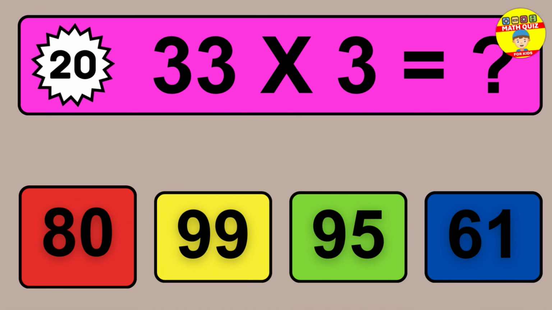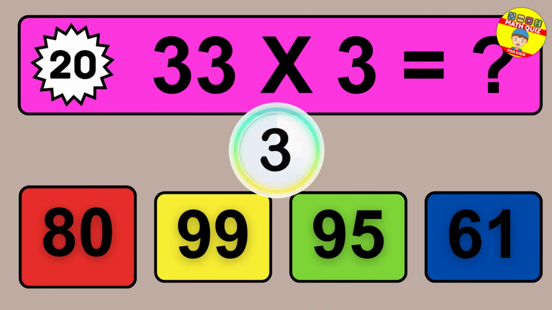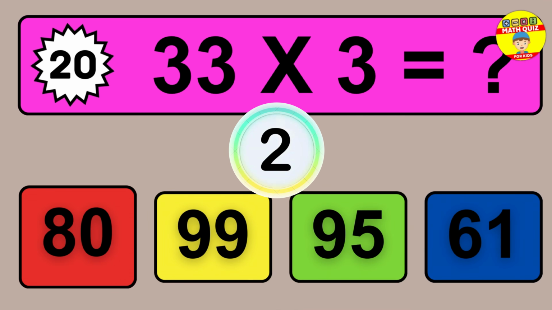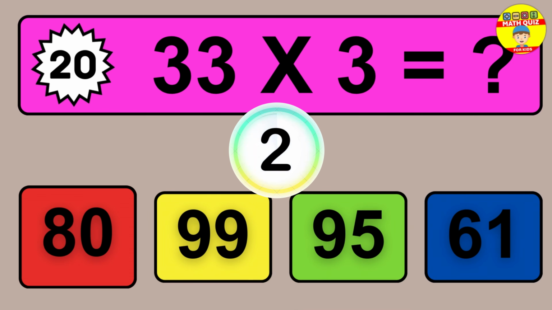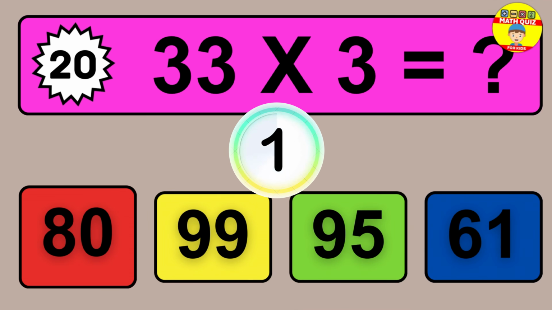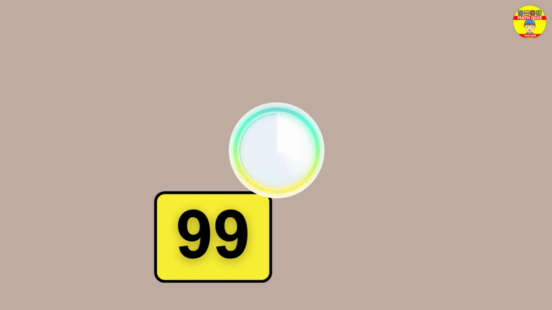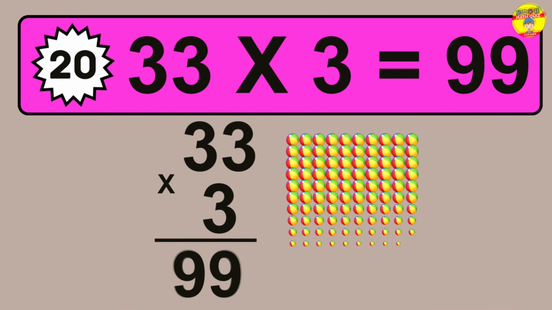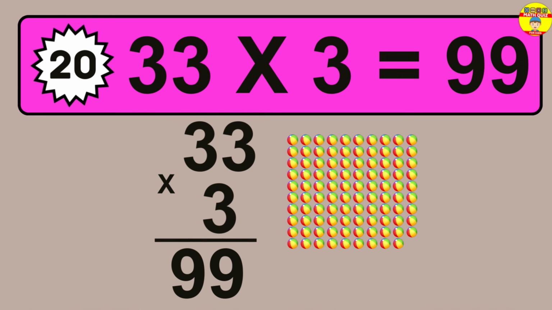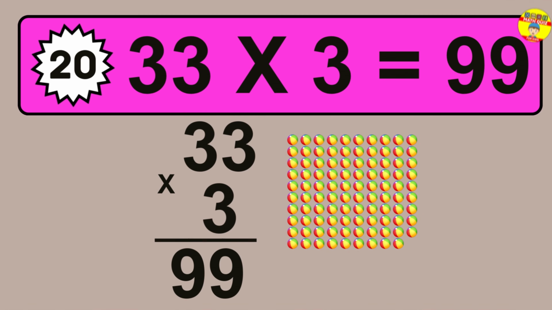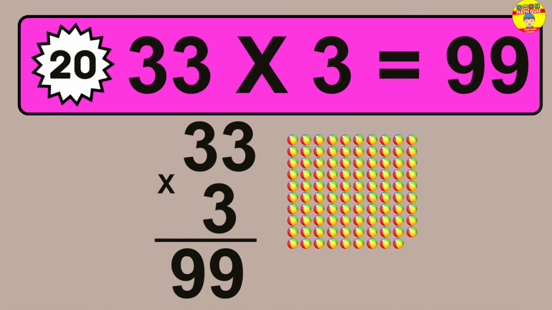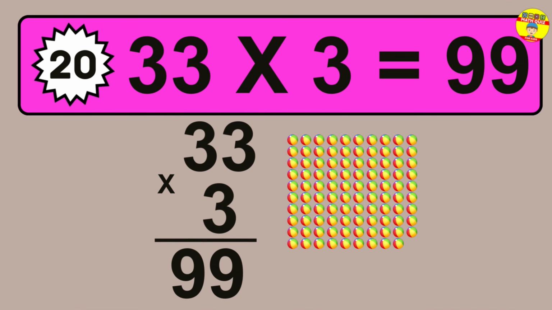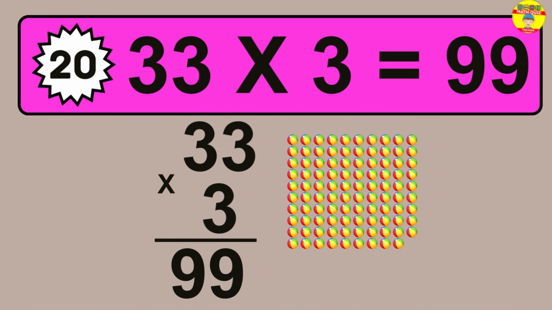Question 20. 33 times 3 equals what? So the answer is 33 times 3 is 99. To calculate, we have 33 groups with 3 balls each one. So how many balls do we have? 99 balls.